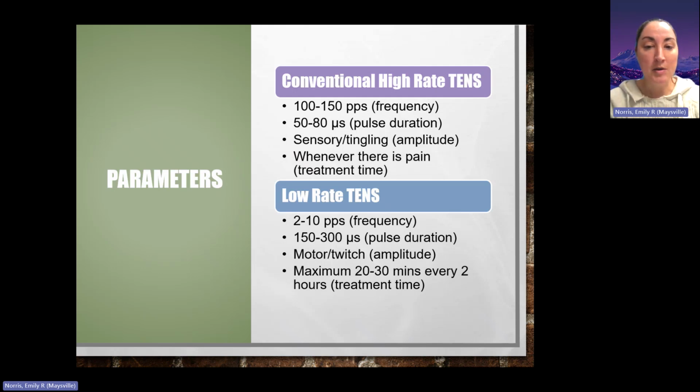With that duty mode, if you remember, it is similar to the low rate. It's typically preset at 10 pulses per second and somewhere between 100 and 300 pulse duration. You also want the motor twitch. You also want them to only use it for up to 30 minutes at a time. And it's a little bit more uncomfortable for patients, so you want to be aware of that. But both have lasting effects. So the low rate, whether it's duty mode or not, both have lasting effects that can help decrease a patient's pain for up to 4 or 5 hours after use.